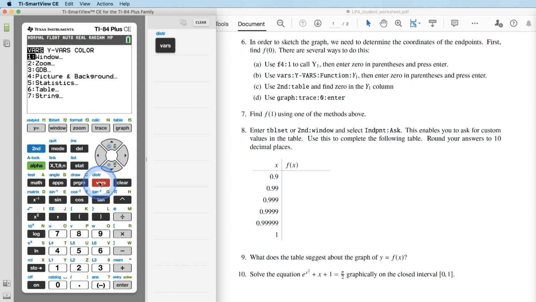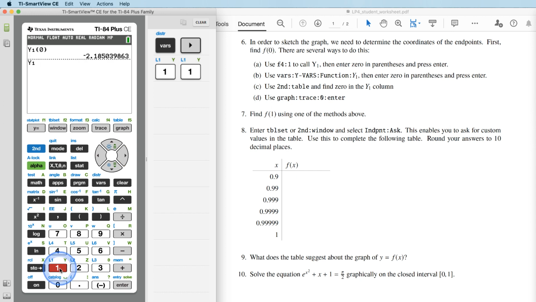You would hit vars and then arrow right to highlight Y vars. Vars stands for variables. And then we want to choose function. So you can either press number 1, or since 1 is already highlighted, you can press enter. And then we want to choose Y1. So I'm going to hit 1, or again, you could hit enter. And that took us to the same place that F4 did. And then in parentheses, 0, enter. And we can find f of 0 that way as well.